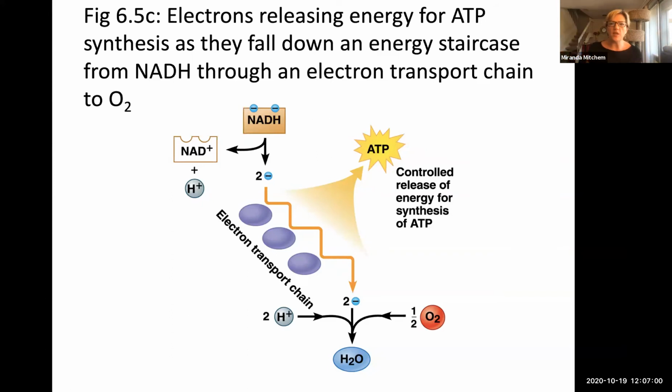So I do think of it like an energy hill or staircase. And the higher we can start, the more energy can be produced. If we're only starting, say, here in our reaction, there's not as much opportunity to make energy. And there are different cellular conditions and environments where that will happen.